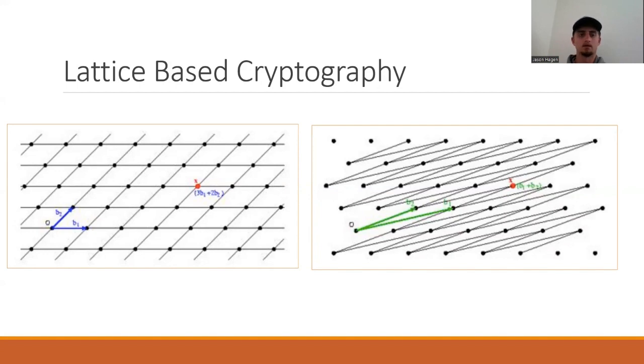And lattice-based cryptography uses these things called bases, which are two vectors that will span the entirety of the lattice. So if you look at this first picture, B1 and B2 are two vectors that span the entire plane, and what that means is that there's some combination of B1 and B2 that will be able to reach every single dot in this entire plane.